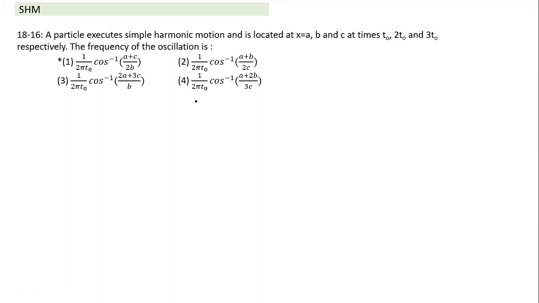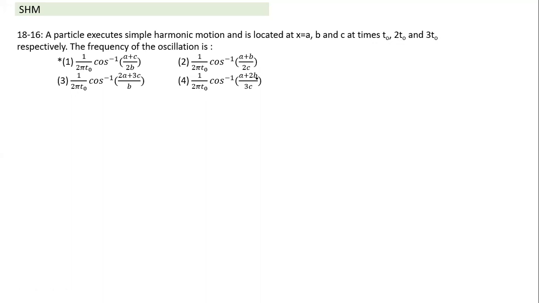There are more mathematics-oriented questions. A particle executes simple harmonic motion. It is located at x equal to A, B, C at 3 different times, T0, 2T0, and 3T0. Its positions are given. What we need to do is find the frequency of oscillation. These are all past JEE Mains questions.